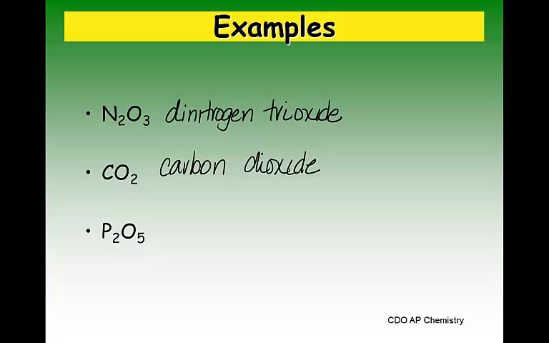With the third one, it will be diphosphorus, because there's 2 P's. Pentoxide, because there's 5 oxygens. Now, when you have oxygen, the a in penta is not included because you don't want pentaoxide. There's too many vowels there, so it's just pentoxide.